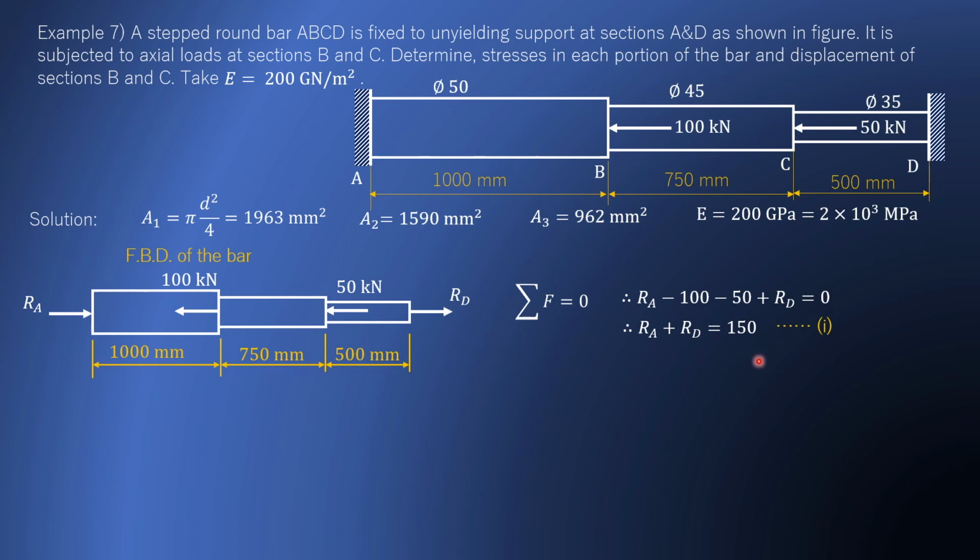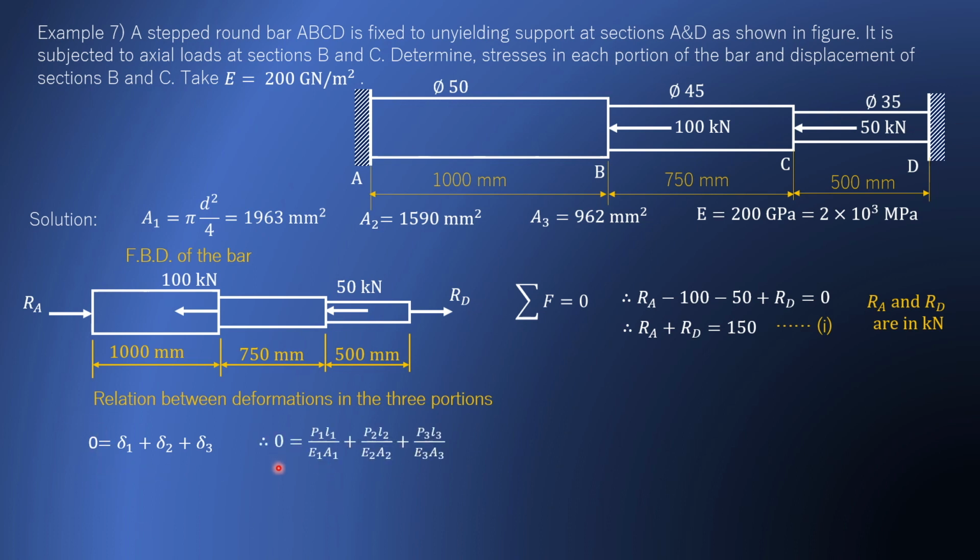Now we'll have to create one more equation using a relation between deformations. Delta 1 plus delta 2 plus delta 3 is equal to total deformation. But the rod is in between two rigid supports. So total deformation must be 0. So relation between deformations. 0 is equal to delta 1 plus delta 2 plus delta 3. So total deformation is 0. As usual, P1L1 upon E1A1 plus P2L2 upon E2A2 and P3L3 upon E3A3, that is equal to 0.